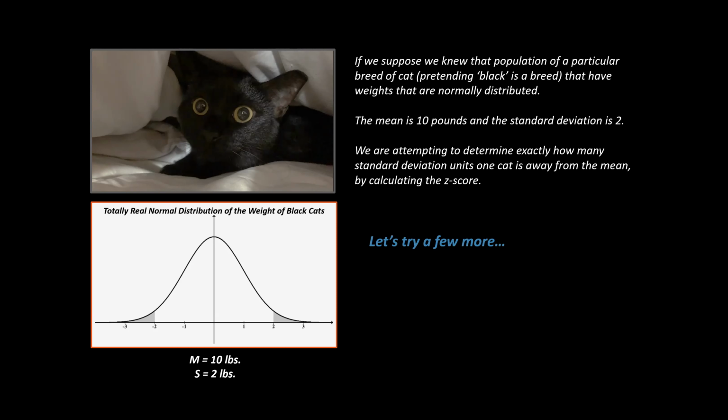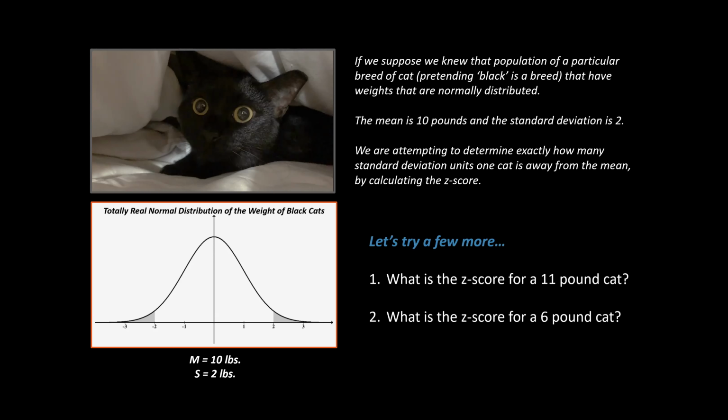So let's try a few more. What I want you to do is use what we have just learned in your notes and find the z-score for an 11-pound cat and for a 6-pound cat. I will wait. Your solutions will be on the next slide.